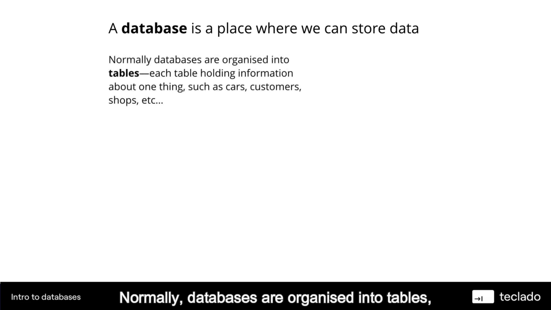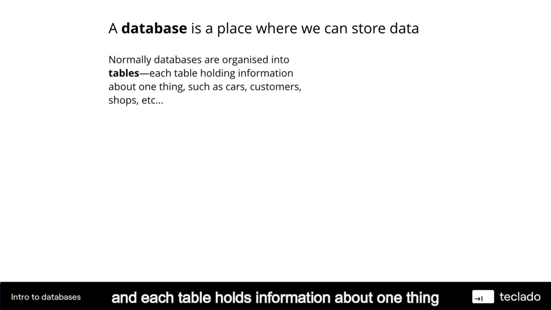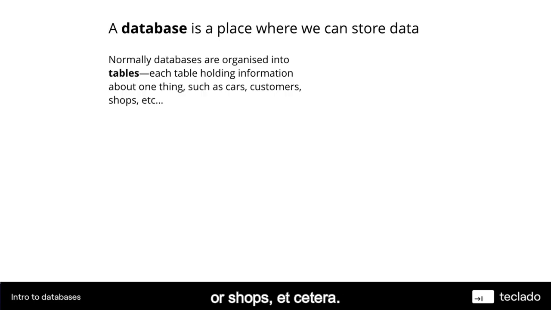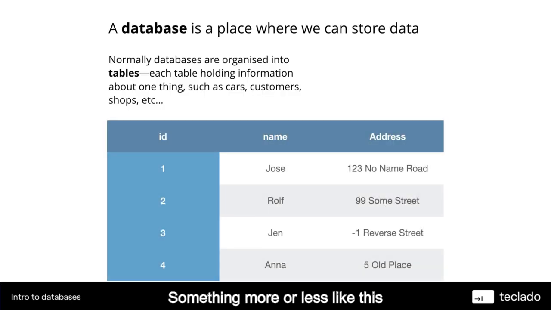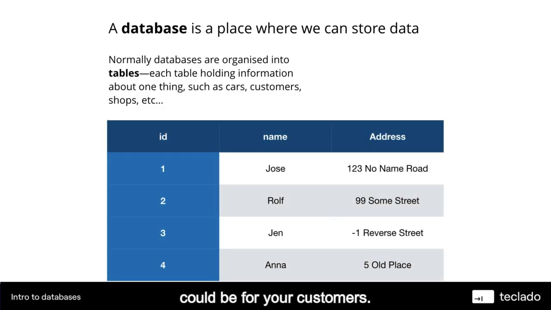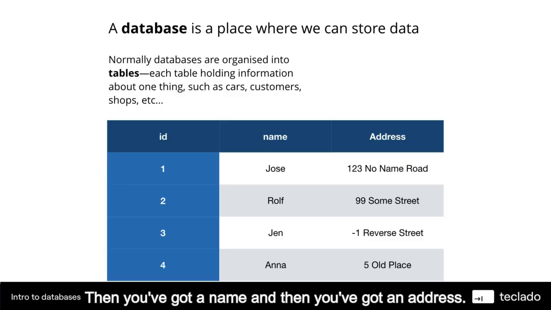Normally, databases are organized into tables, and each table holds information about one thing in your system, such as cars, or customers, or shops, etc. Something more or less like this could be for your customers. On the left, you've got an ID column, that's an identifier for each customer. Then you've got a name, and then you've got an address.